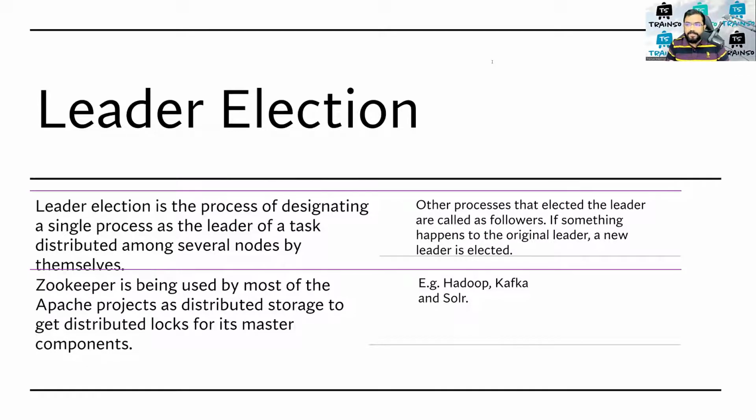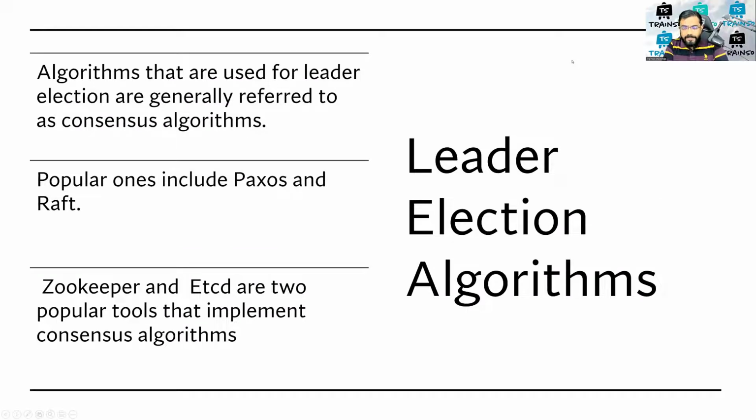And how many of you have heard about this product called Zookeeper? Zookeeper is a popular tool that uses this concept of leader election. And many of the Apache products with respect to data actually use Zookeeper. Some of those products are Hadoop, Kafka, Solr, etc. Somebody has asked about Kubernetes. Here we have one more product called etcd, and etcd is the database that is used in Kubernetes. So we'll see more about Kubernetes and etcd in our Kubernetes session.